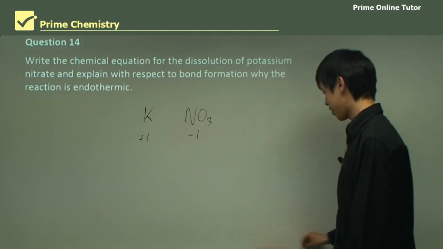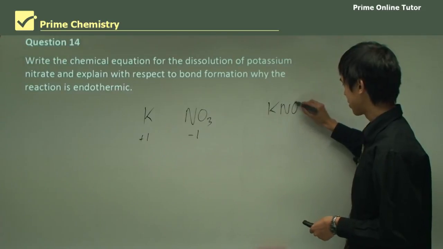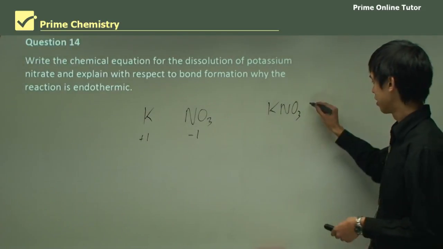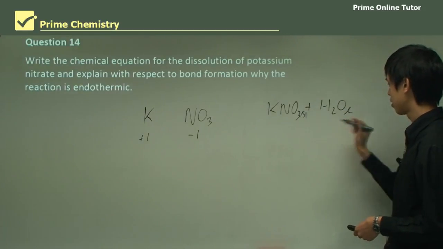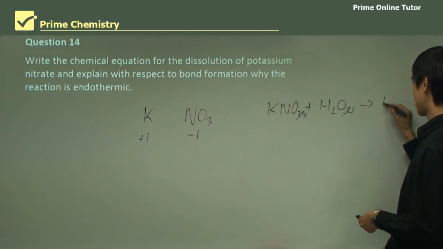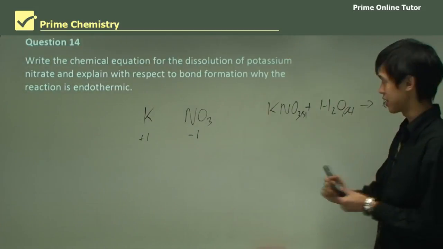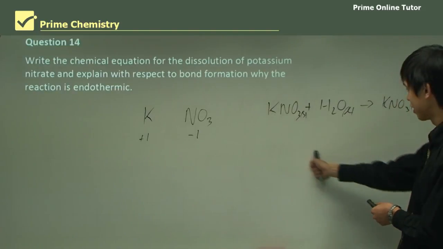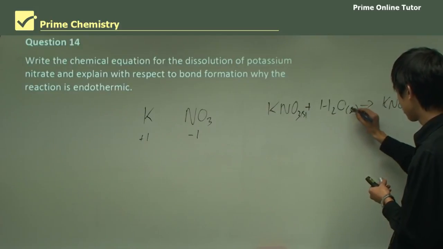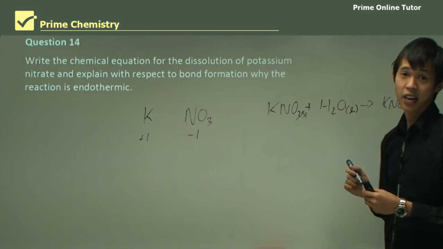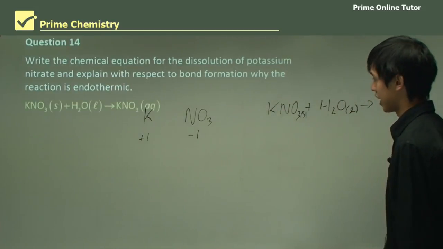So if we add them together, potassium nitrate is just KNO3. And we're putting it in water, and that will give us KNO3 in aqueous state. So we started with KNO3 solid, then we added water, which is really badly written, and then we get the aqueous form of KNO3. Okay, and there's your answer.